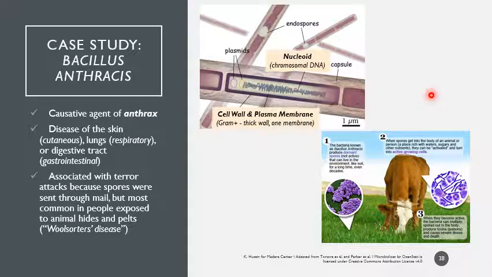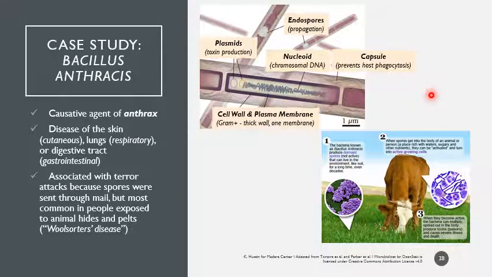But it also has its own DNA, and it has plasmids. Plasmids are small circles of DNA that allow you to code for superpowers, basically, in this case for different toxins. It also has endospores, which allow for propagation. Those kind of help enclose the plasmids and the nucleoid so that the genetic information is saved to survive through really dangerous situations. And then it has a capsule that prevents the host from basically capturing it with its immune system. It's like an invisibility cloak.